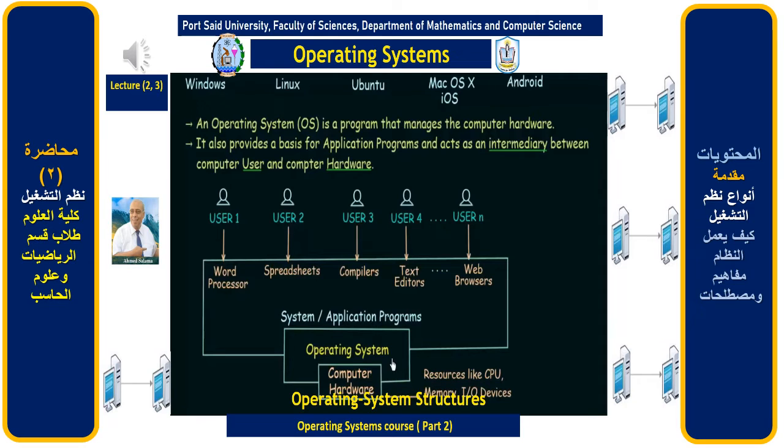Alright, and then on top of this we have the operating system. But for now, let us just forget this operating system for a while. Let's just assume that it is not there. And then on top of this we have the system or the application programs. Now, there are two kinds of software we have, which are system software and application software.